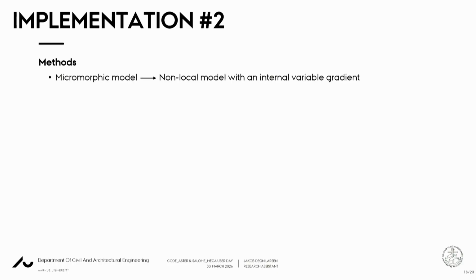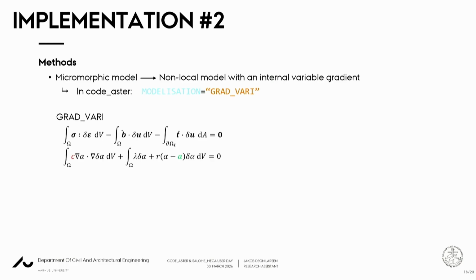A micromorphic model can also be seen as a non-local model with an internal variable gradient. And this might ring a bell for some of you because this is already implemented in Code Aster with the modelization grad vary. These are the equations that are solved with grad vary. And if we have the micromorphic model as a reference on the right, we can see that they're actually very similar if we consider this non-local parameter c equal to the same expression on the right, and we consider the internal variable a in the grad vary formulation to be the damage.